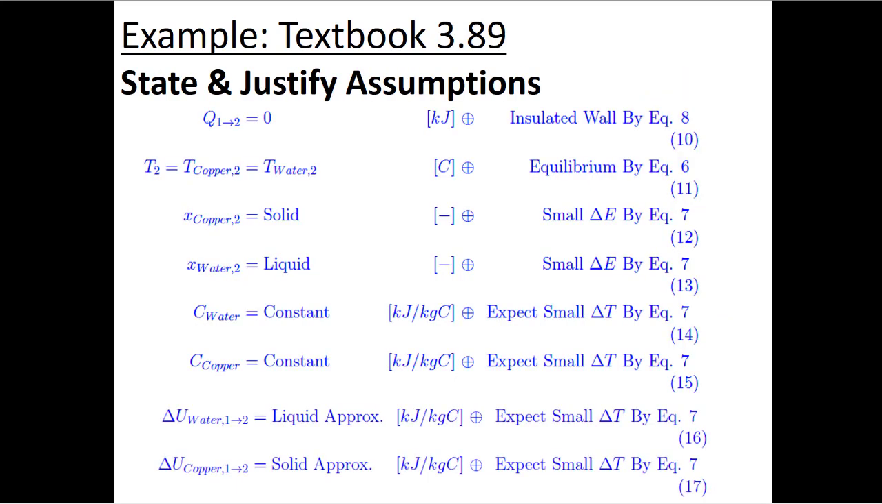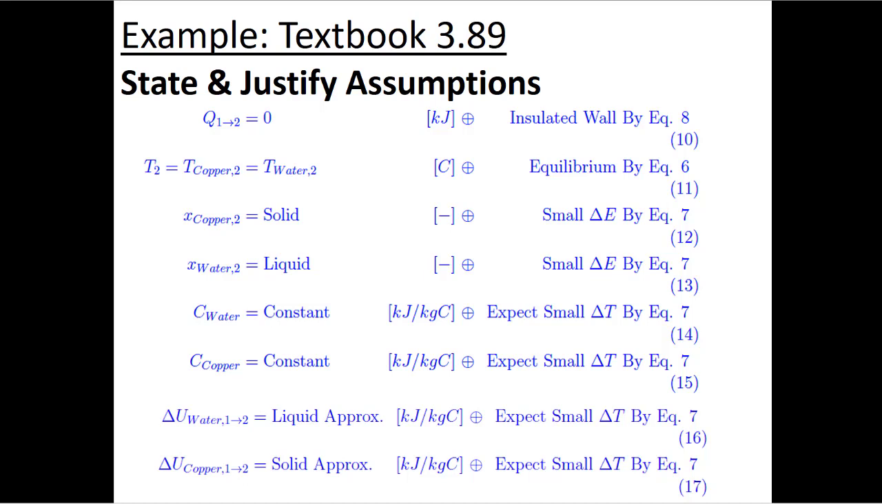We're going to state and justify some assumptions. As we move from state 1 to state 2, everything is insulated, so there's no heat coming in or out of my system. I'm going to assume that the temperature of the copper and the water at state 2 is going to be equal. So there's really only one T2.